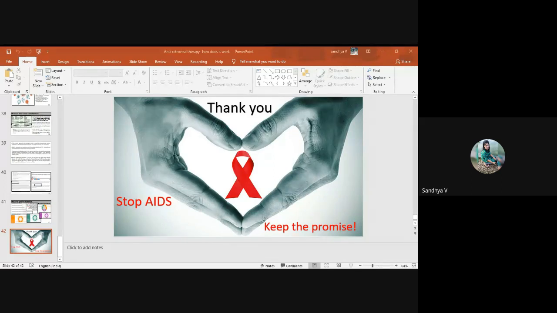For comorbidities like tuberculosis, there is a regimen for people who are co-infected with TB also. They can take antiretroviral drugs, but the regimen will be different from HIV cases alone.